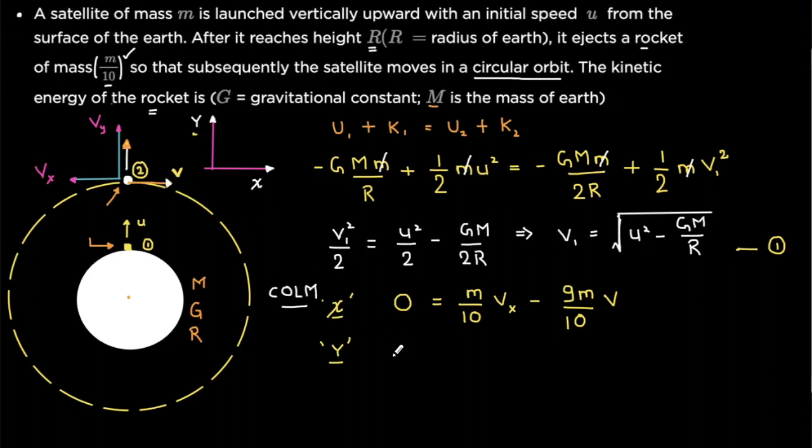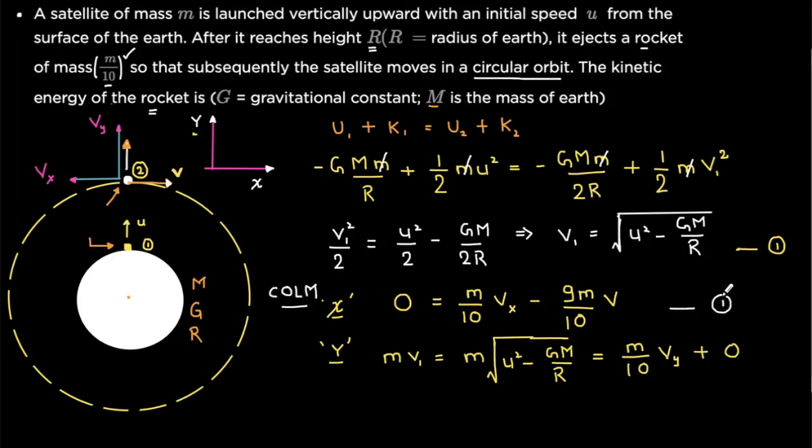So along the y-axis, initial momentum is m into v1, which is nothing but m into root over u square minus GM by r. This is your momentum of the satellite along with the rocket before the rocket came out. That should be equal to the final momentum, right? So the rocket's final momentum along the y-axis is m by 10 Vy, and the remaining portion of the satellite doesn't have any momentum along the y-axis, as immediately after it starts revolving in a circle. So these are the two equations.